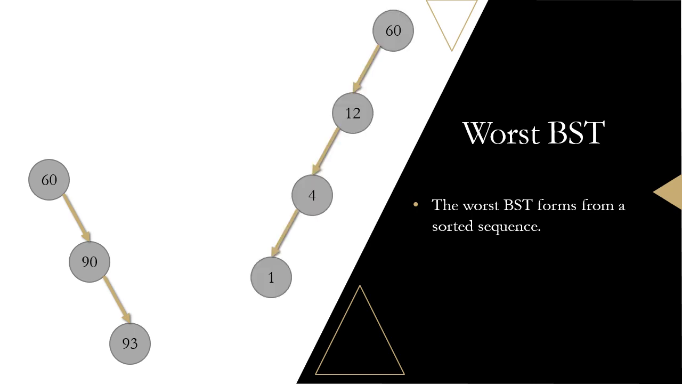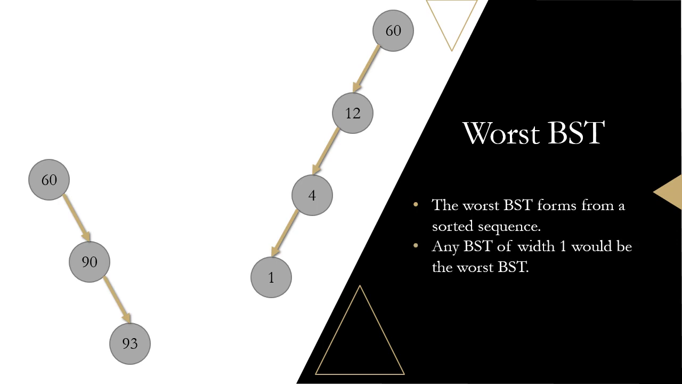Another tree. This is also the worst BST that you can make. It has been formed by a sequence that was in descending order. The largest number became the root. So all the tree hinges towards the left.